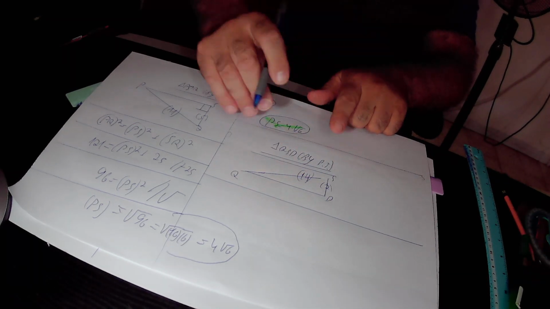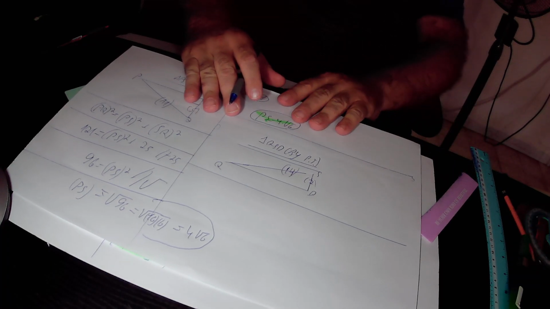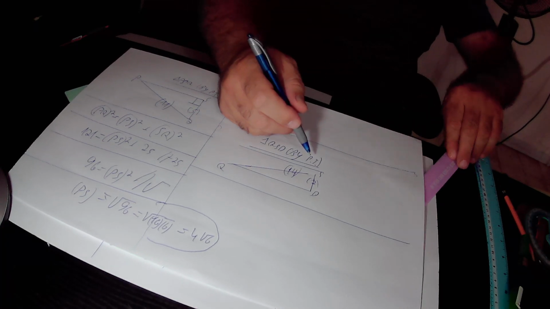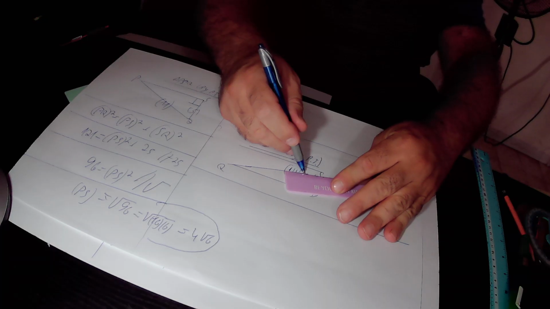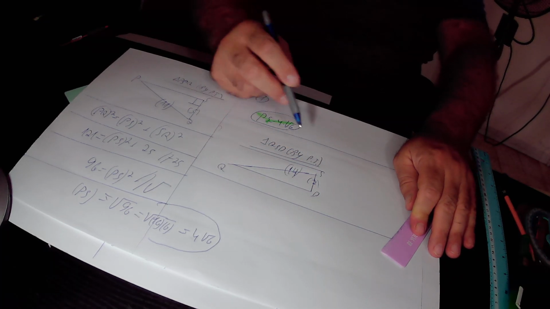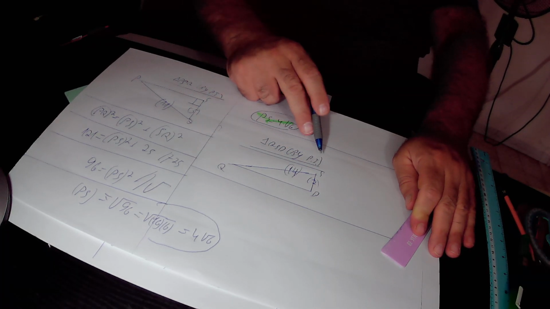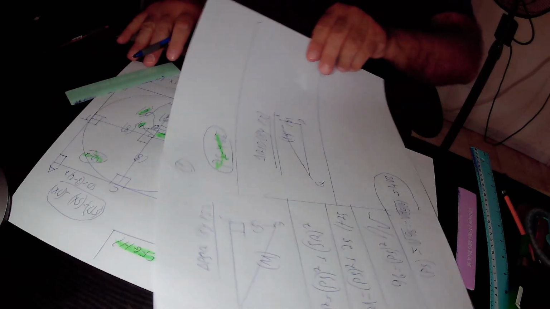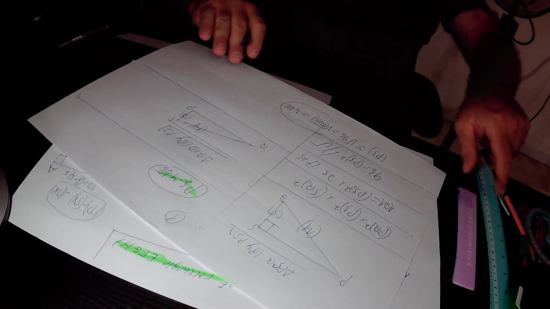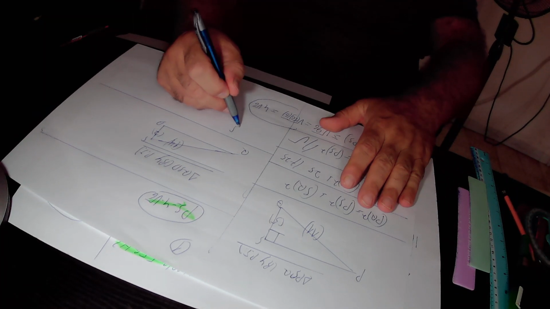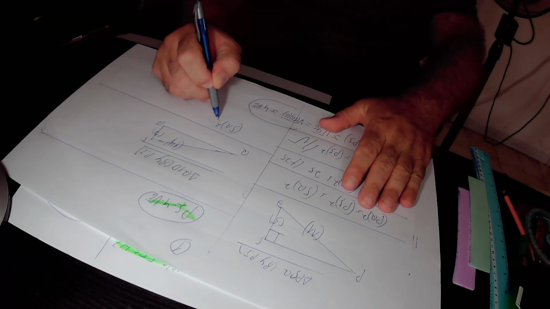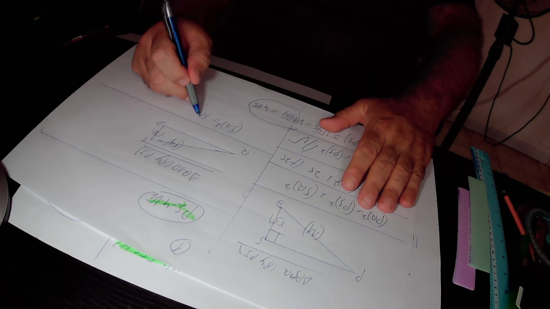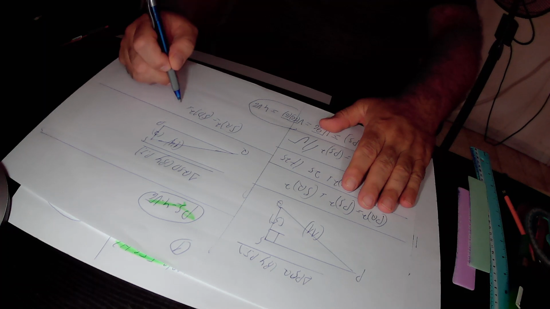In this right triangle QSD, according to the Pythagoras theorem, SQ squared, that is the square of the hypotenuse, equals SD squared plus QD squared. So I write it down: SQ squared, the square of the hypotenuse, equals SD squared plus QD squared.